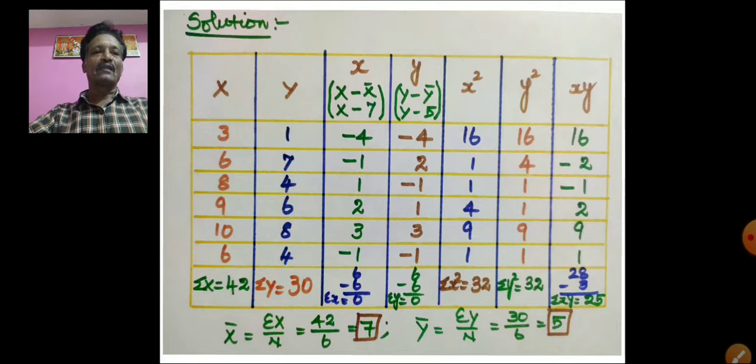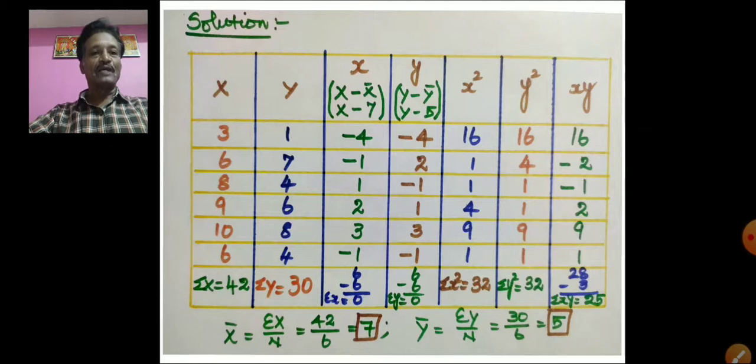Now we have to calculate small xy. It is nothing but the product of small x and small y. Here you have to be very careful about the mathematical sign. If both the values are in the same sign, positive. If it is an opposite sign, you put minus. Here the first value x is minus 4 and y also minus 4. So both are in the same sign. So minus 4 into minus 4 is equal to plus 16.